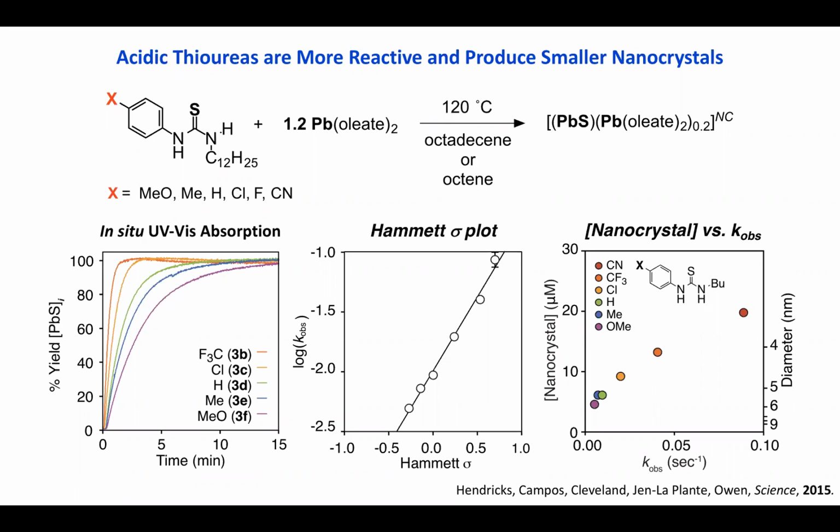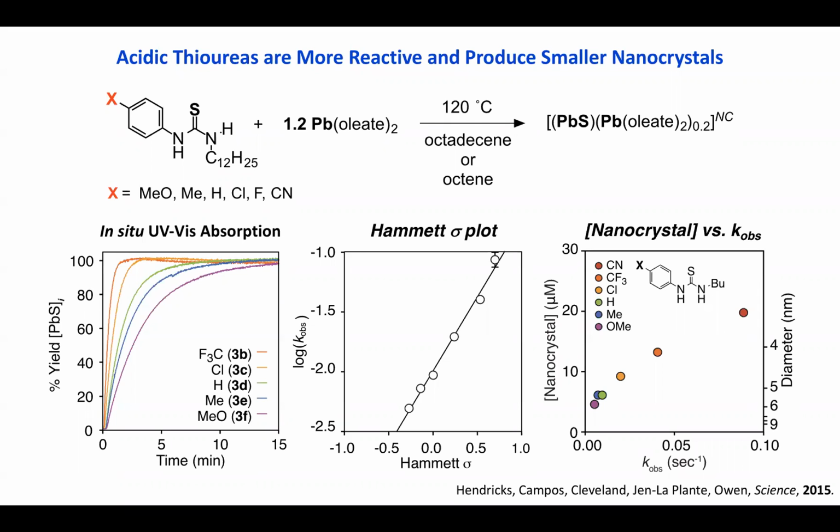yield of material. So here are 5 reactions where we're changing this para-substituent on the phenyl group, and it changes the kinetics. Electron deficient compounds like this fluorinated one are much faster to produce lead sulfide. Electron rich ones are much slower to produce lead sulfide. So that variation in kinetics is really quite powerful.